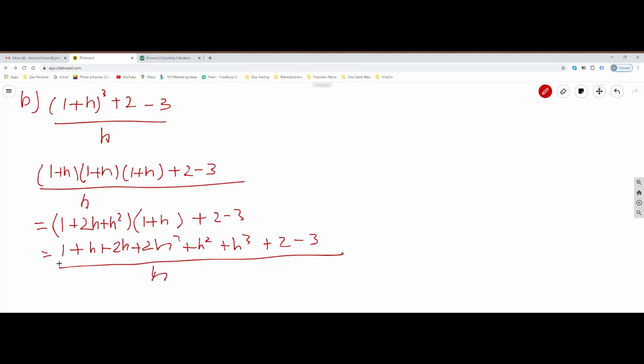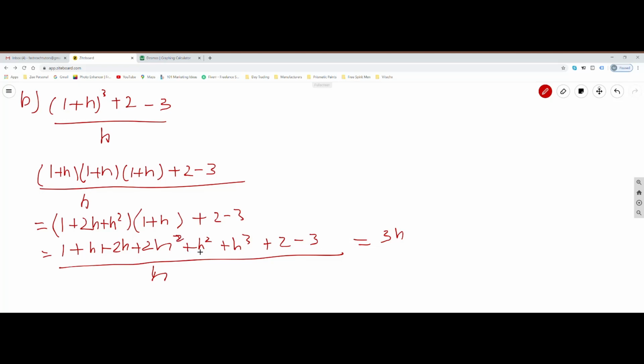So you have, let's do the numbers. So 1 plus 2 minus 3 is 0. Okay, now let's look at the h. You have 3h. You have 3h. Then you have how many h? I believe this is squared. Yeah, this is 2h squared.